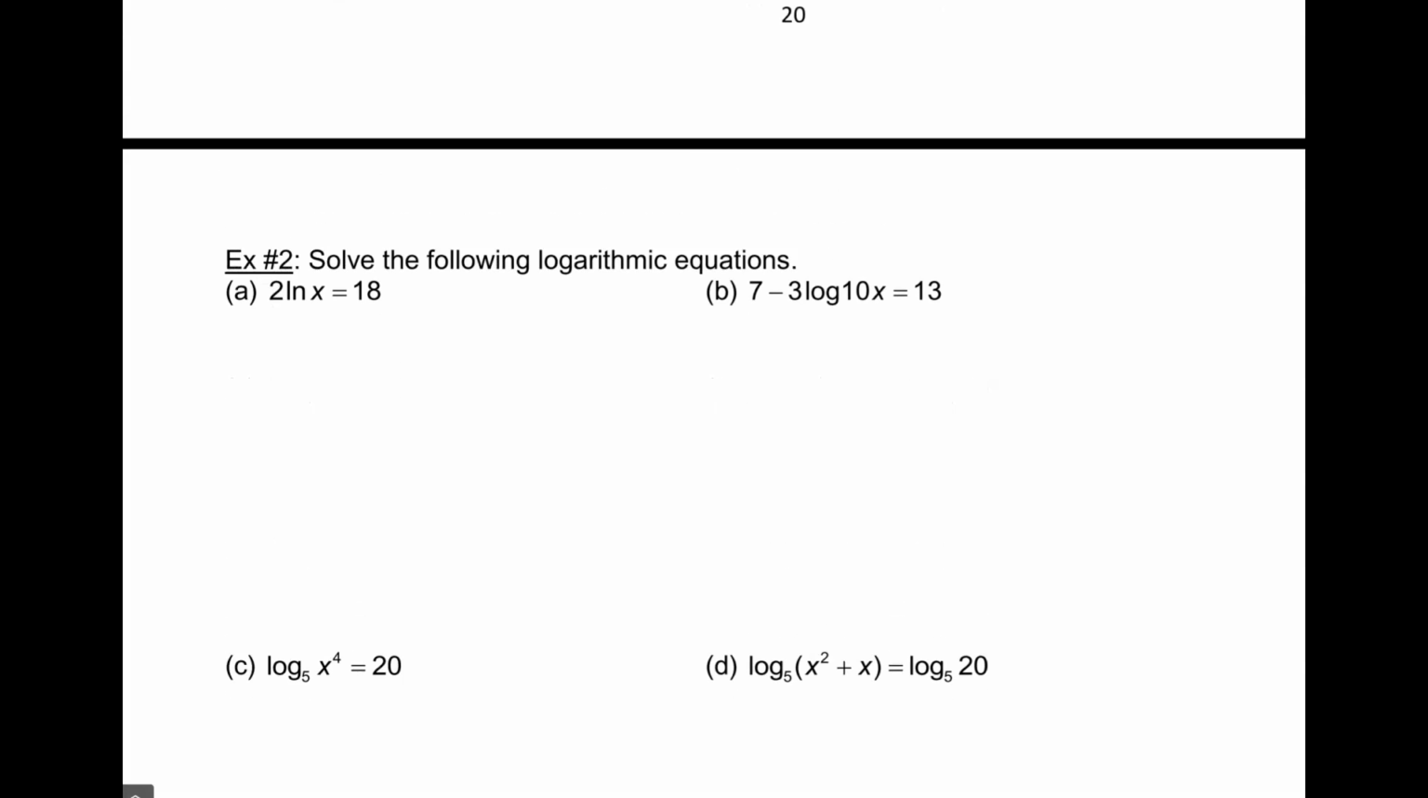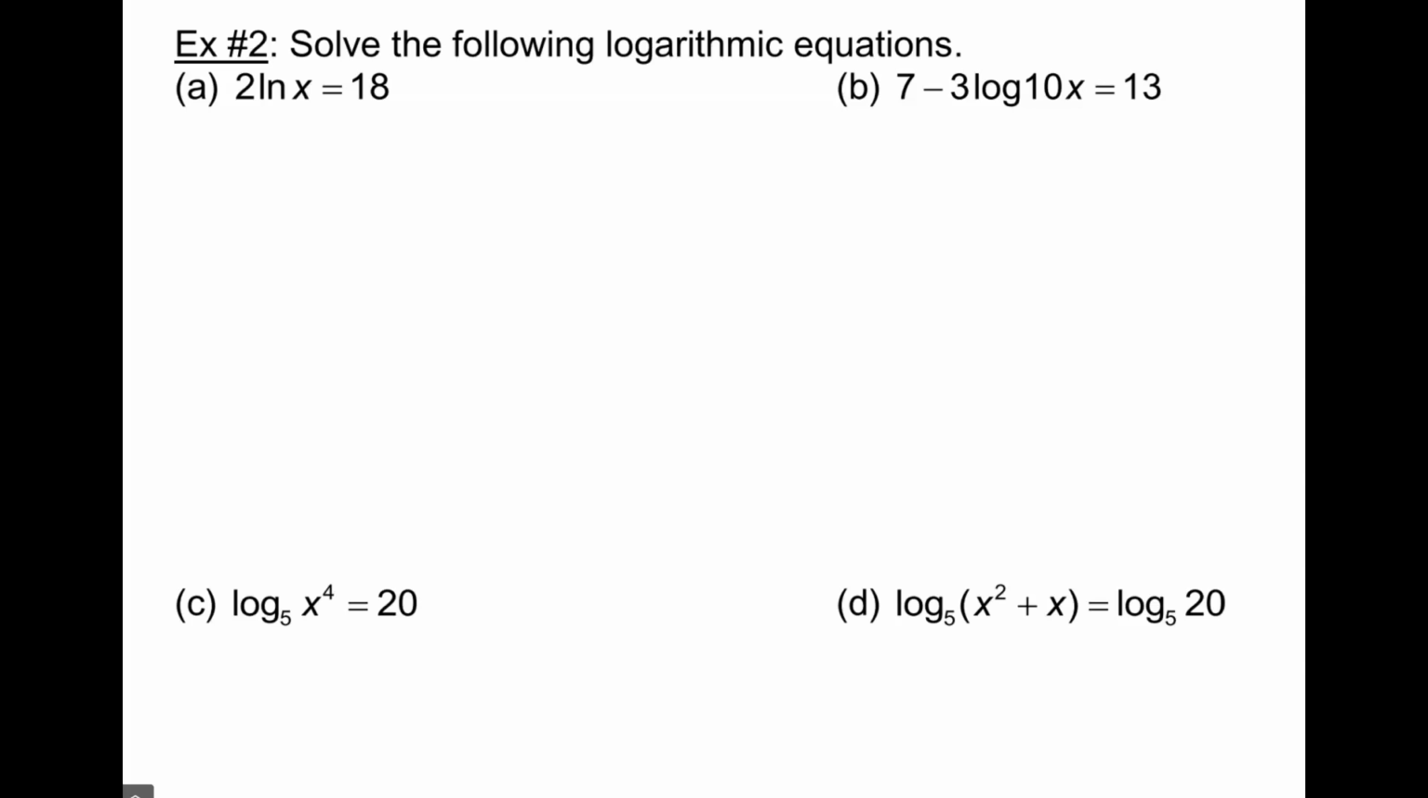Okay, so we are on top of page 21. This is the end of 3.4.